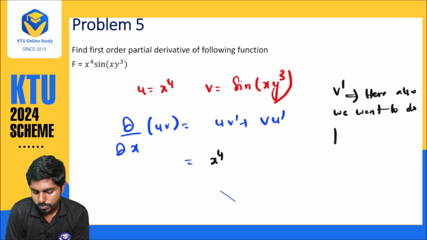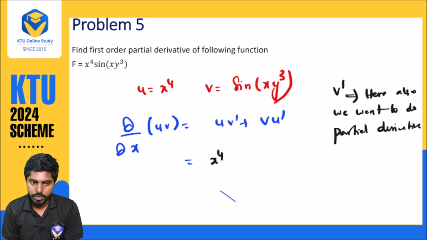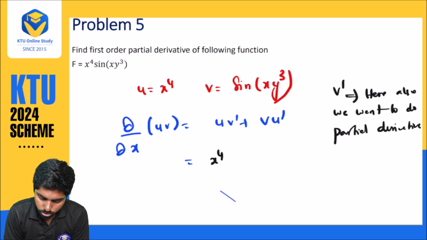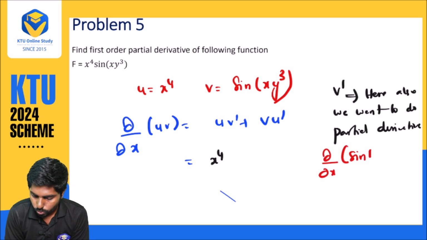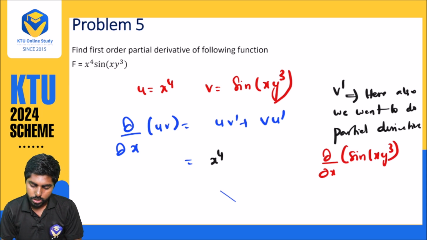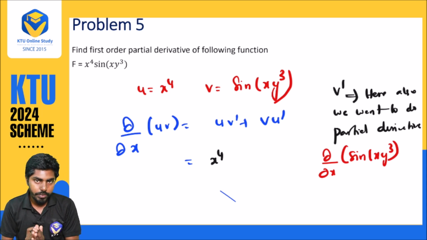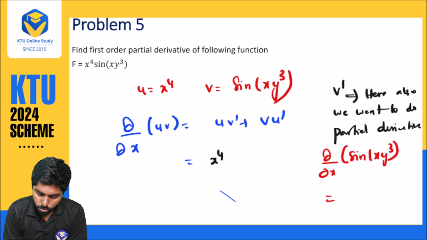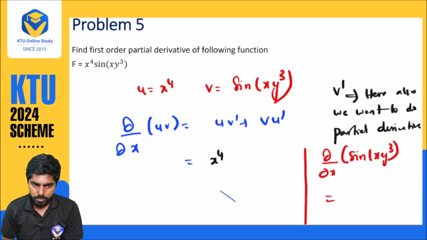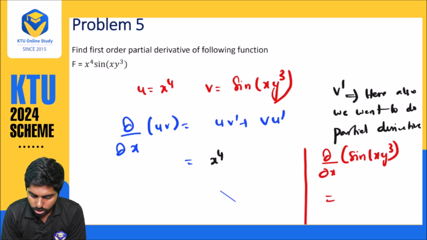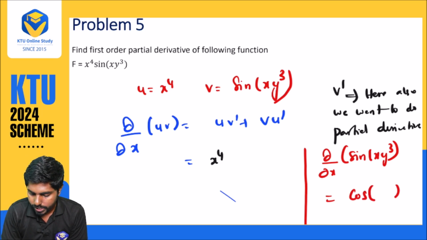So we want to do the partial derivative. What will happen? Dou by dou x with respect to sine of x y cube. What will it become? First, outside the bracket we want to complete. What is outside the bracket? Outside the bracket is sine. Differentiation of sine is nothing but cos. So cos, bracket is completed.